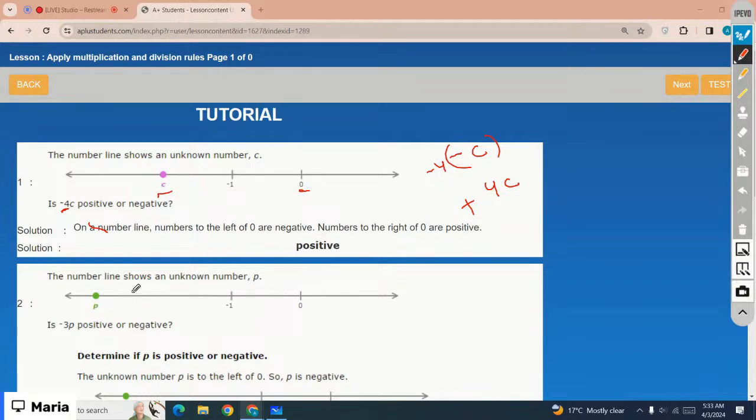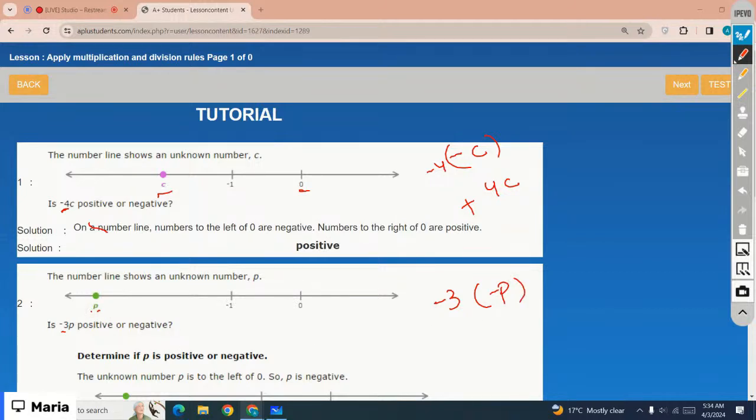Okay, the next example: the number line shows an unknown number p. Is negative 3p positive or negative? You can see p is already on the left hand side of the zero. That means p is a negative number, right? And you are multiplying p with again a negative number. So negative 3 times p, p is a negative number, right?